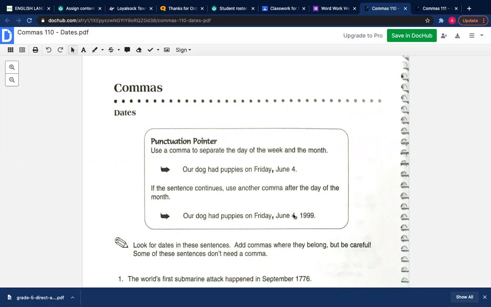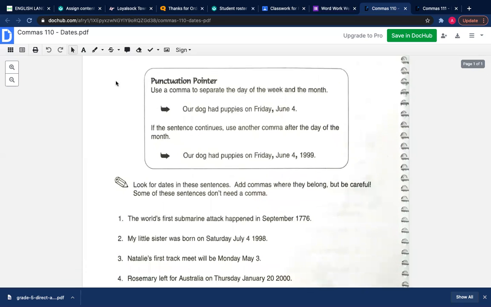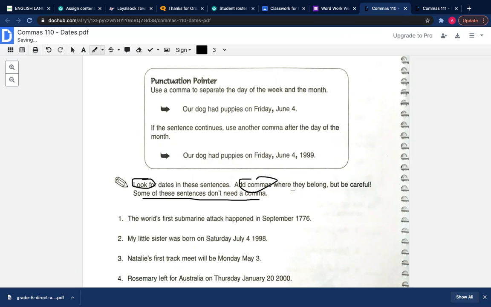Okay, so if the sentence continues after June 4th, you need to continue with another comma. If it ends after the date, then you can just use a period. But you always need a comma between the day of the week and the month. Our directions here say to look for the dates in each sentence and add commas where they belong, but be careful, some of the sentences don't need a comma.